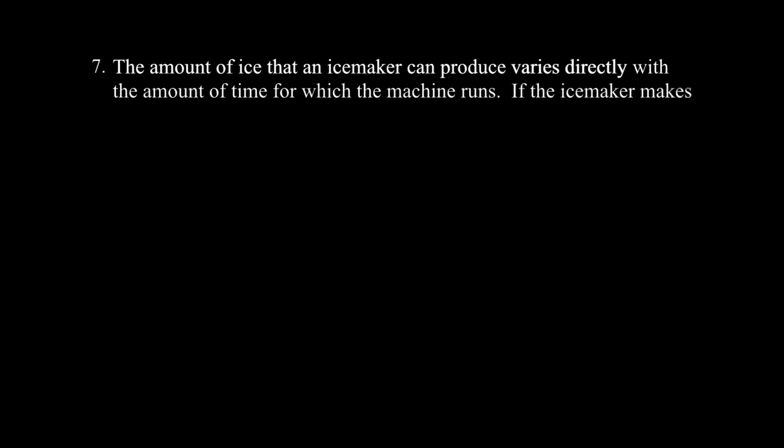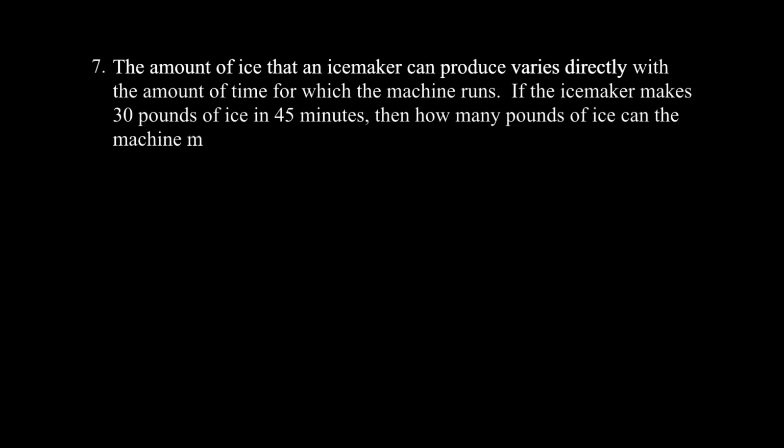The amount of ice that an ice maker can produce varies directly with the amount of time for which the machine runs. If the ice maker makes 30 pounds of ice in 45 minutes, then how many pounds of ice can the machine make in 1 hour? Do you hear the repetition of pounds, minutes, pounds, hour? When you hear that repetition, you know it's a proportion.